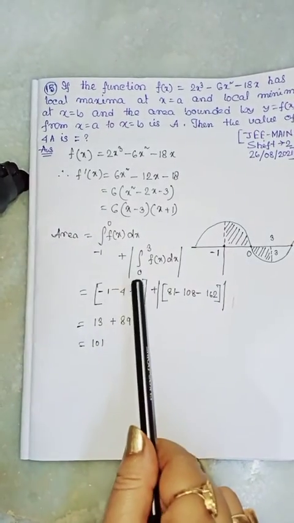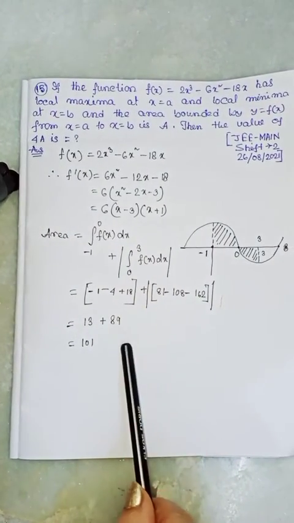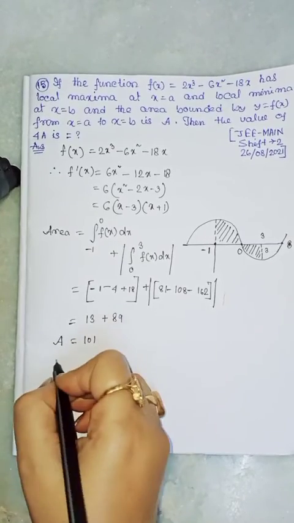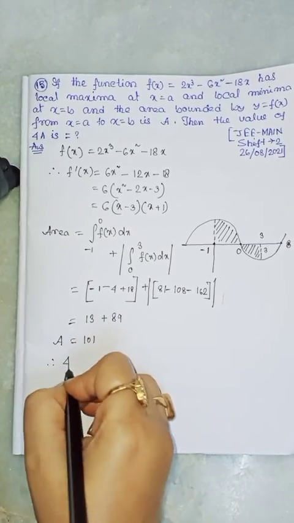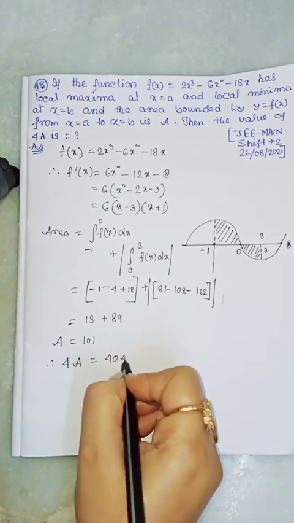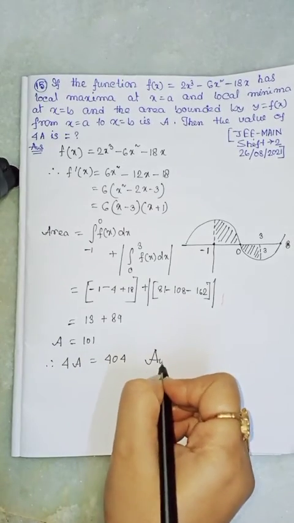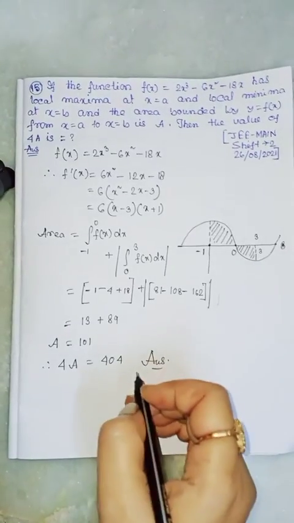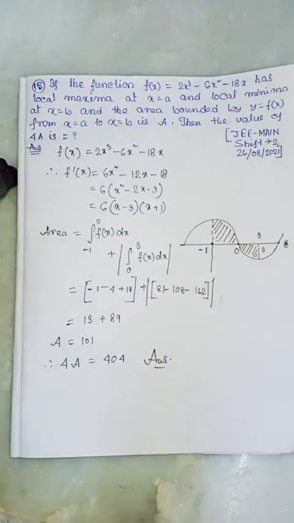So area A is calculated, that is A is equal to 101. Therefore we should calculate the value of 4A. 4A is equal to 404. So this is our required answer. So the area 4A is equal to 404.